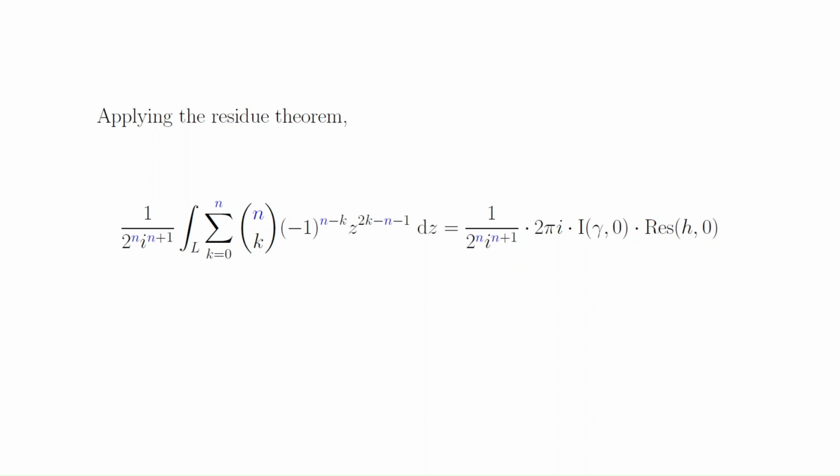We have 2 pi I times the winding number associated with the path of the unit circle and the singular point 0, times the residue associated with the integrand and the singular point 0. We already know that the winding number is 1, and the residue is n choose n over 2 times I to the n. Cancel out a factor 2 and cancel out all the imaginary unit factors, so we arrive at a real quantity, as expected.